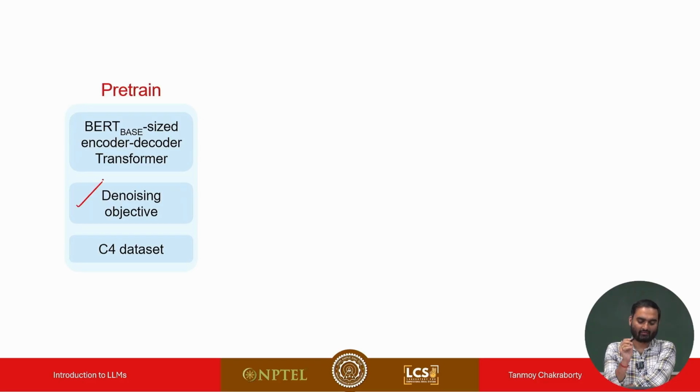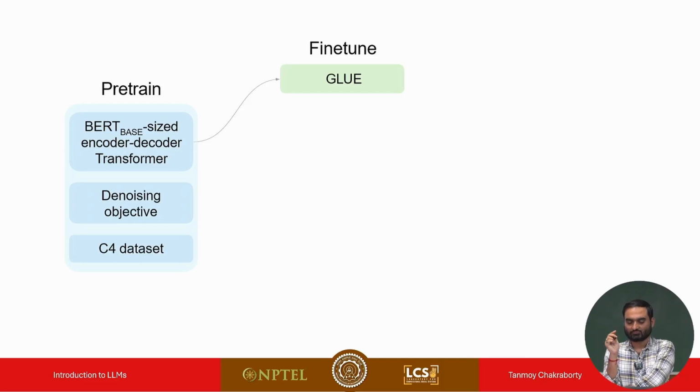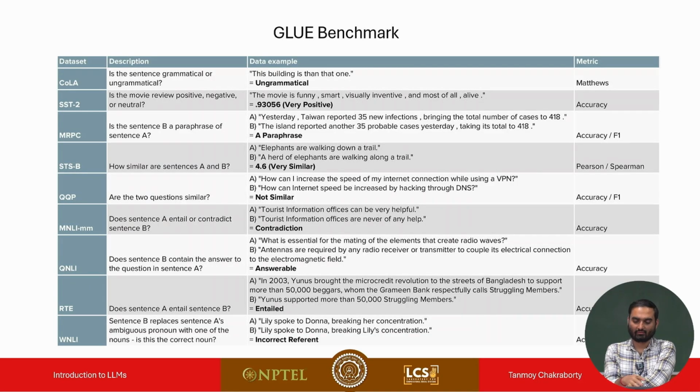And they added different denoising objectives, masking different spans. You can also think of rotation, permutation, and so on. They use C4 data, they pre-train on this, and then they fine-tune on a series of tasks. They fine-tune it on the GLUE tasks. Now GLUE is a benchmark. GLUE is a very standard NLP benchmark which contains many tasks.